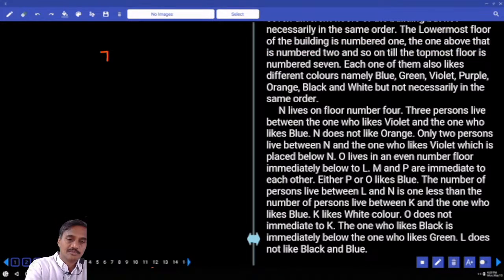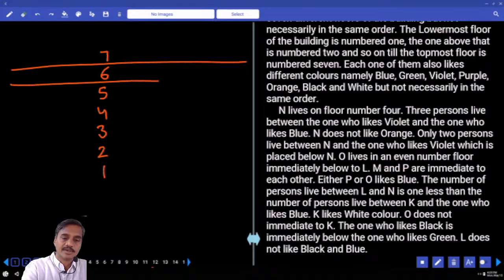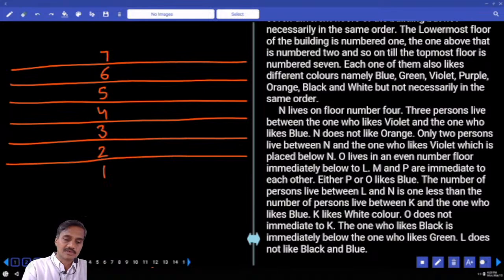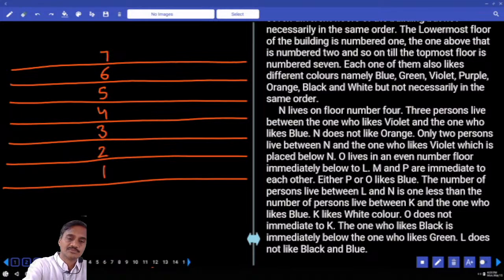Now here, how many floors do we have? 7, 6, 5, 4, 3, 2, and 1. Now 7 persons are staying on these 7 different floors, and each one of them likes a different color as well. 7 persons, 7 different floors, and 7 different colors. Then coming to condition number 1.